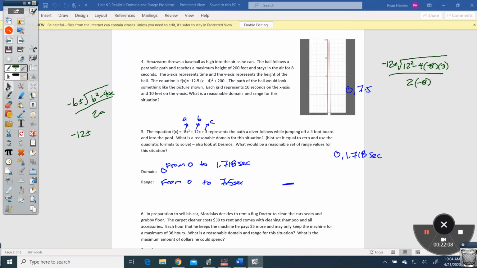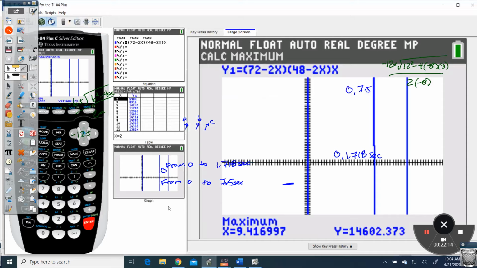So then what I would do is I would come to my calculator. Come on, calculator. Make it so I can see my calculator.